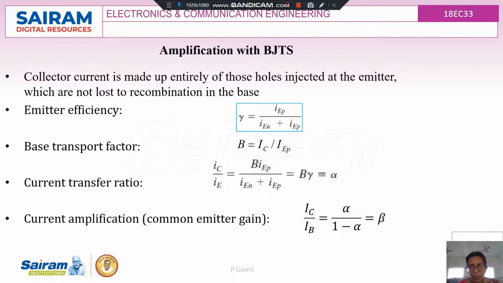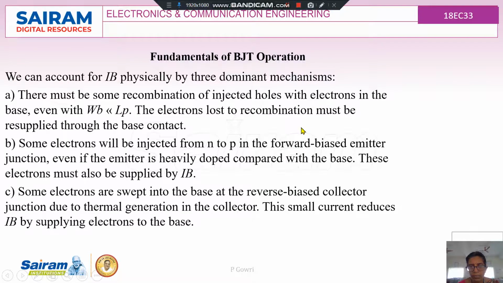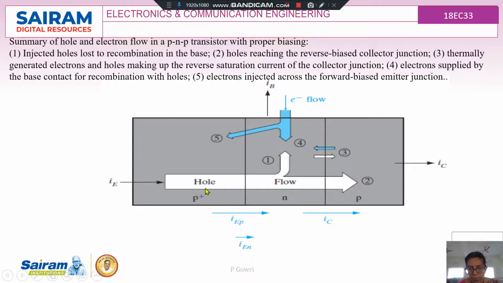So what is meant by gamma? Gamma is nothing but IEP divided by IEN plus IEP. So this is nothing but the emitter efficiency. IEP is the total current which is flowing inside this. So how much amount of current? IE is nothing but these two currents, that is IEN plus IEP.